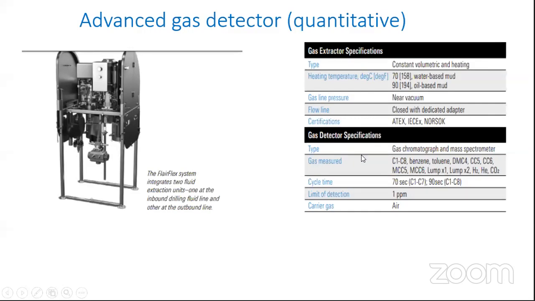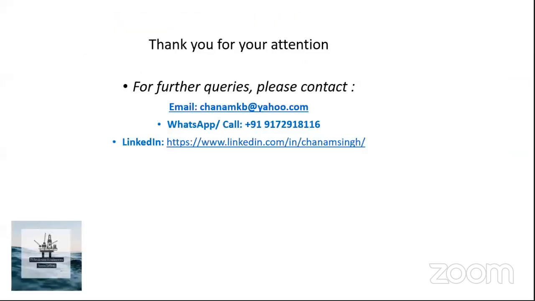Then another one is the cycle. Then another one is the composition. The standard ones measure from C1 to C5, but this is from C1 to C8. Plus it can also detect other types like H2S, and there are more parameters. In this case, the company uses a mass spectrometer, and in the standard one, most companies use FID technology, flame ionization detector. I think that's all about it.